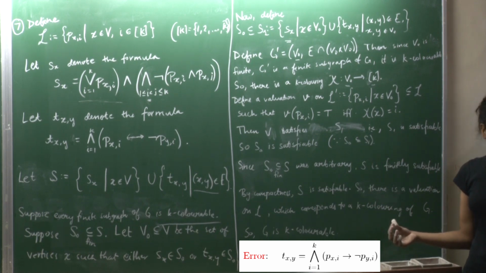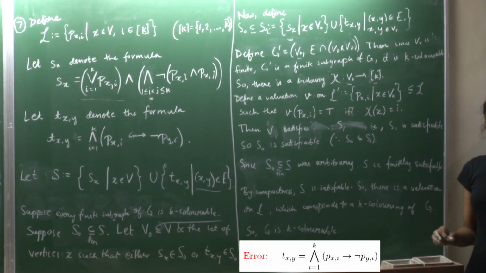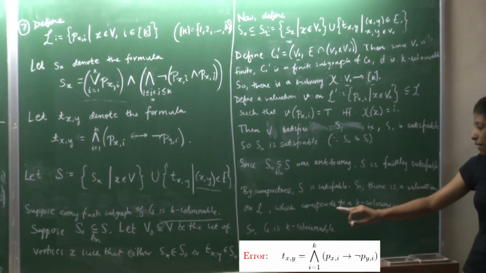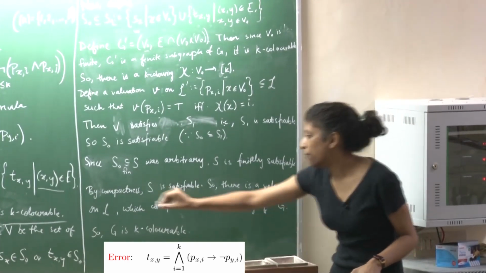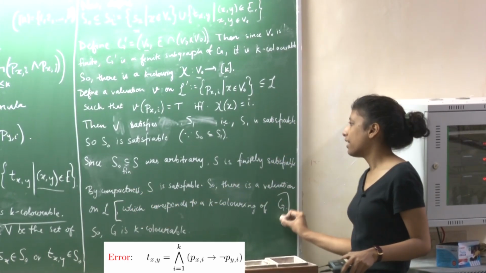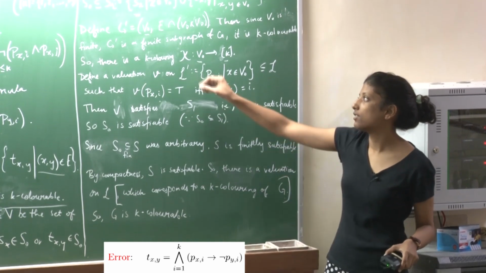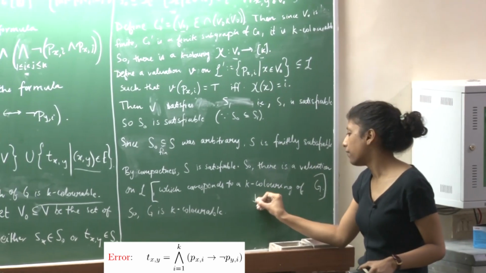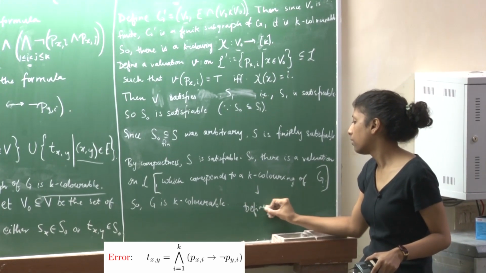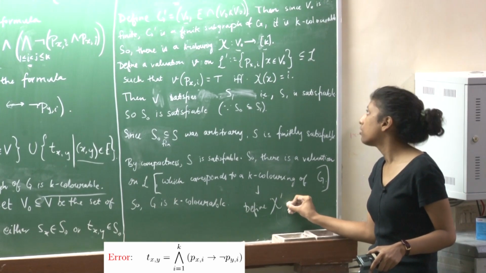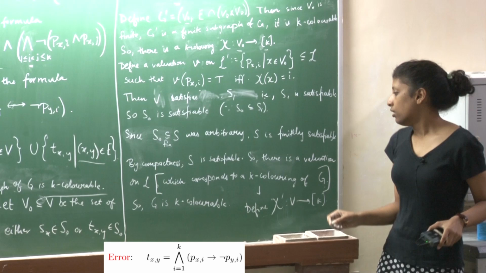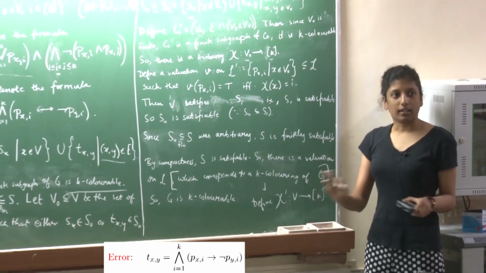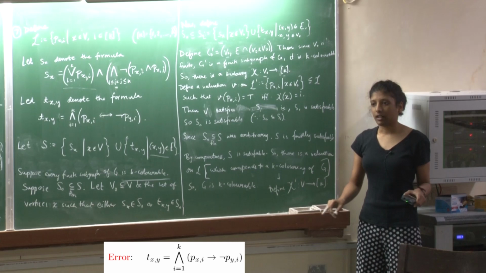Any questions? Any confusions? This is not the end, because you still have to say that your graph G is k-colorable, but I have left that to you. Why does this valuation correspond to a k-coloring of G? You still have to define this k-coloring. You need to define chi dash from V to K, which is a valid coloring. And therefore, you can conclude that your graph G is k-colorable.